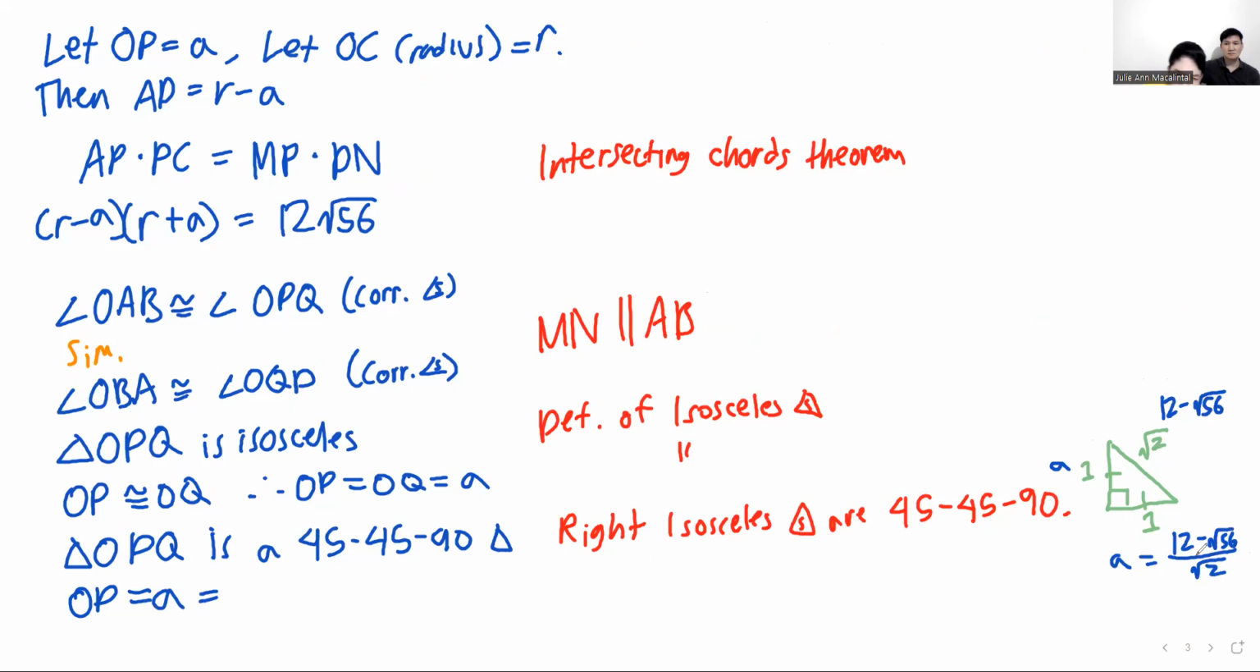I'm not going to rationalize anymore. We're going to square it anyway, because here, I forgot to write, this is r squared minus a squared, the difference of squares. There's no need to rationalize it. So OP is 12 minus square root of 56 over square root of 2.